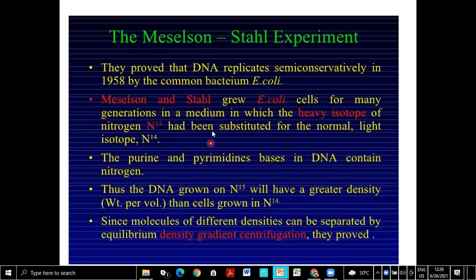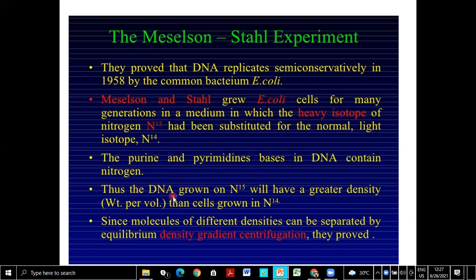So see this. After this experiment, Meselson and Stahl proved that DNA replicates semi-conservatively. In which year? In 1958, using the bacterium E. coli. So what did they do? They grew cells for many generations in a medium which contained N15 in ammonium chloride, the heavy isotope of nitrogen N15, substituted for the normal N14. So the nitrogenous bases in DNA contain N15.